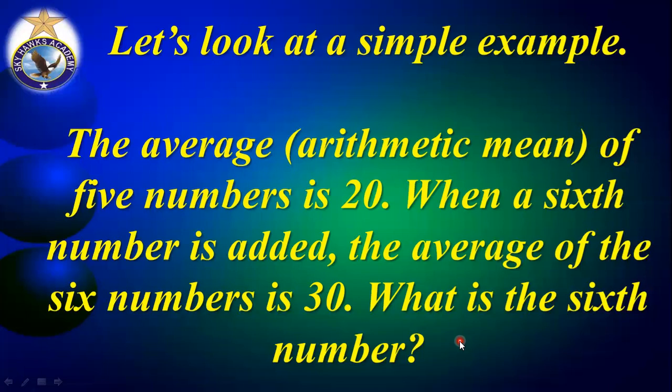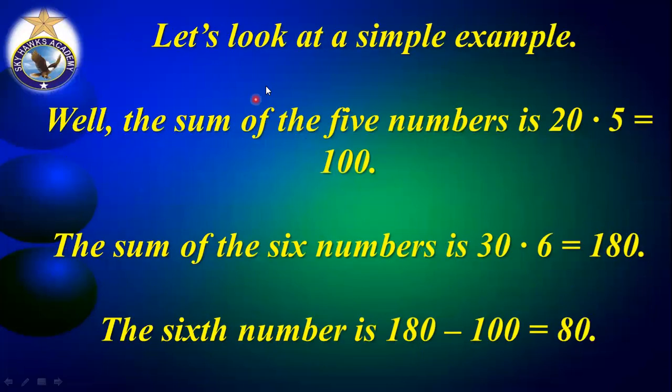Now let's see. This was the whole story in mathematical format. Let's look at the simple example. The sum of the five numbers is 20 into 5. 20 into 5 is 100. Am I right? Are you getting this? That is the sum of the five numbers. Average is given, the quantity is given. So this is the sum of five numbers.